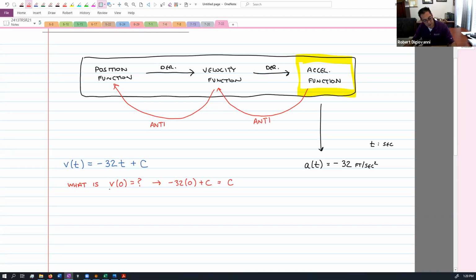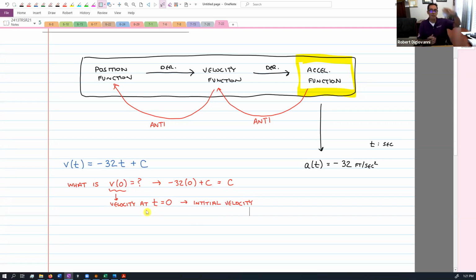But isn't v of 0 technically the velocity at time equals 0? That's what v of 0 means, which we could also look at as what we call the initial velocity, because it's the velocity when we start.